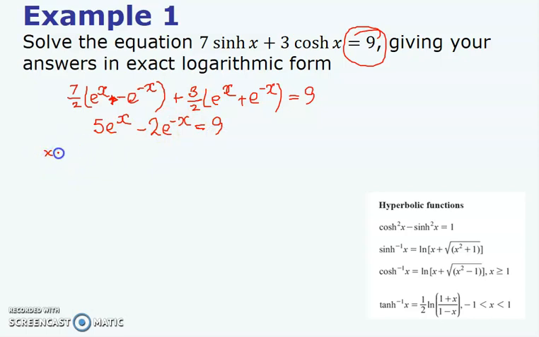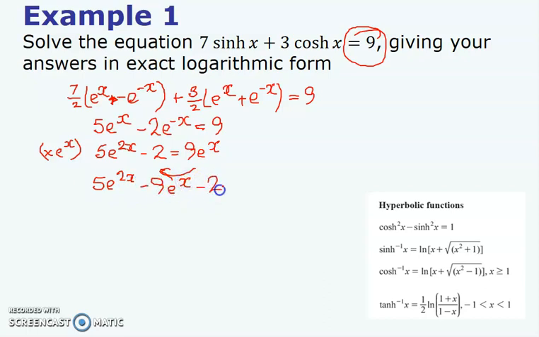Now the trick here is to spot it's a disguised quadratic. So I might as well times everything by e to the x. That's the standard way of doing it. That gives me 5e to the 2x minus 2. The e to the x's and e to the minus x's cancel out. 9e to the x. Move this over here. I get 5e to the 2x minus 9e to the x minus 2 equals 0.